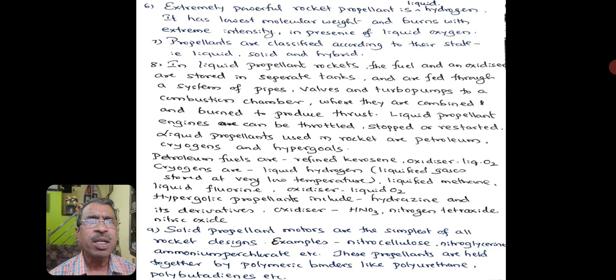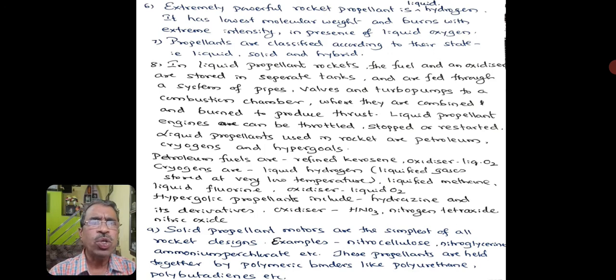In liquid propellant rockets, the fuel and an oxidizer are stored in separate tanks and are fed through a system of pipes, valves and turbo pumps to a combustion chamber, where they are combined and burnt to produce thrust. Liquid propellant engines can be throttled, stopped or restarted once again. Liquid propellants used in rockets are petroleum, cryogens and hypergols.